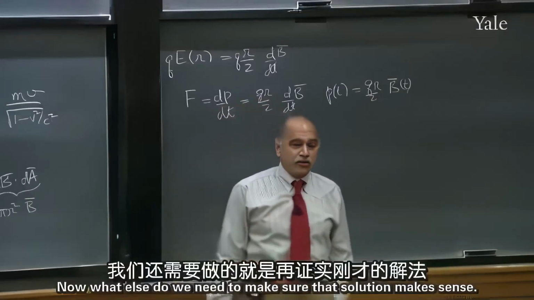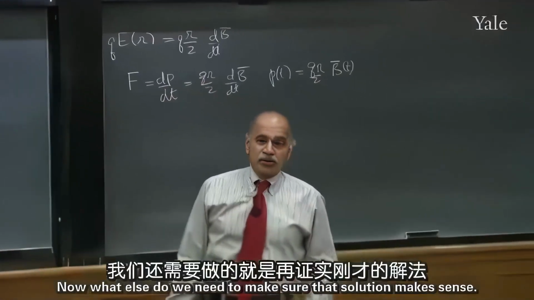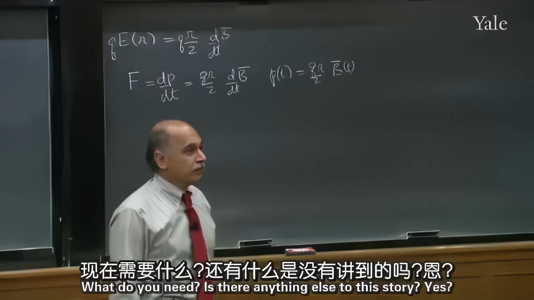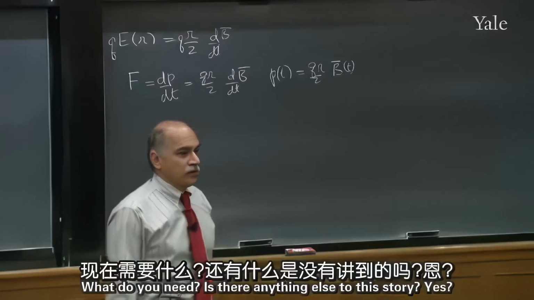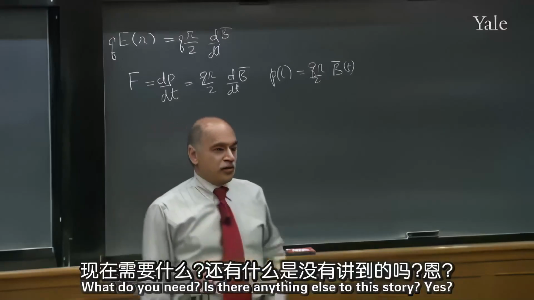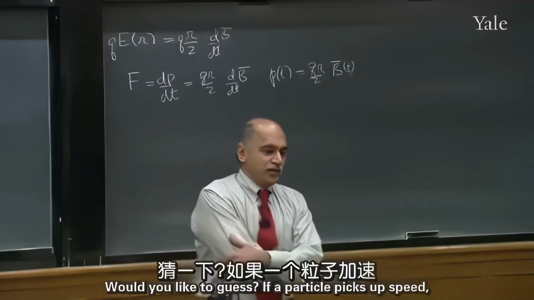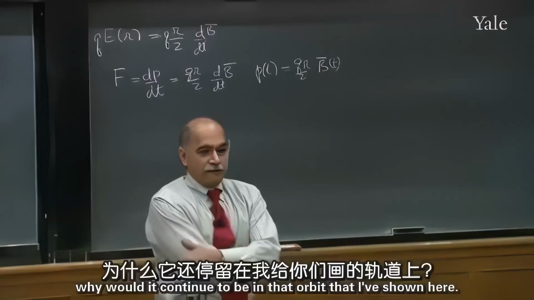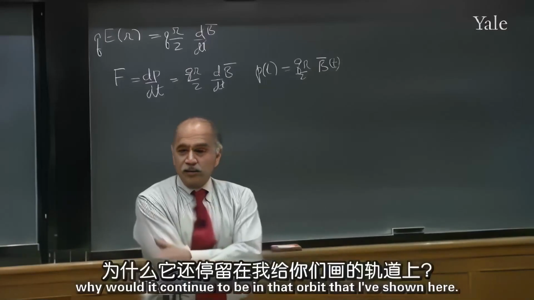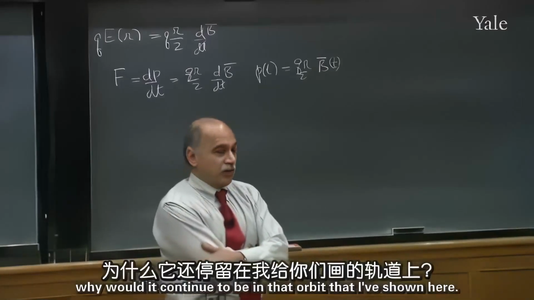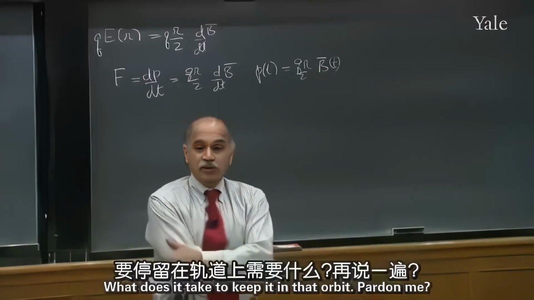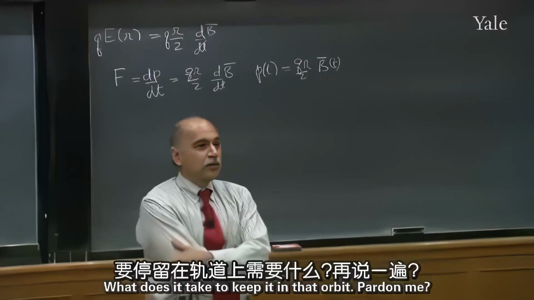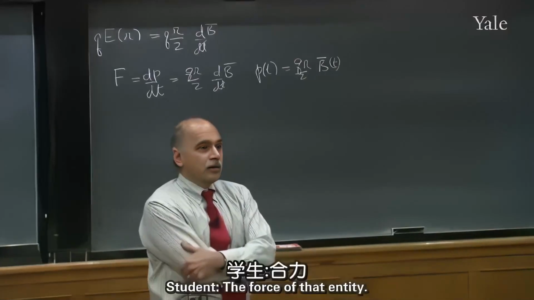Now, what else do we need to make sure that that solution makes sense? What do you need? Is there anything else to the story? Yes? Would you like to guess? If a particle picks up speed, why would it continue to be in that orbit that I've shown here? What does it take to keep it in that orbit? Pardon me? The force would have to increase.